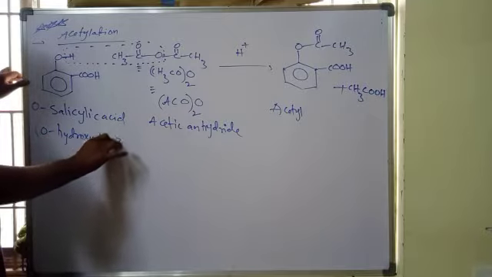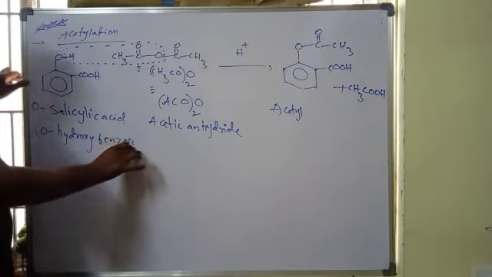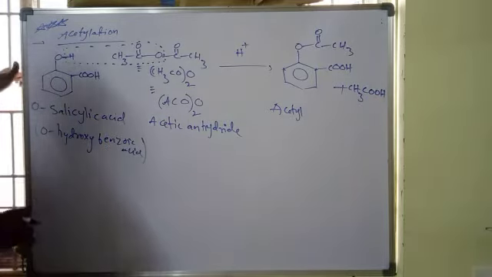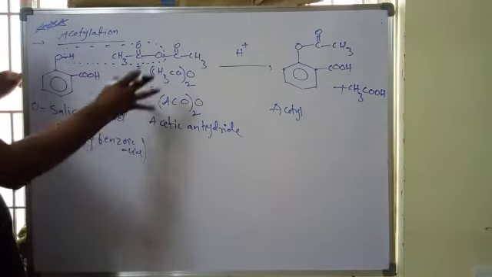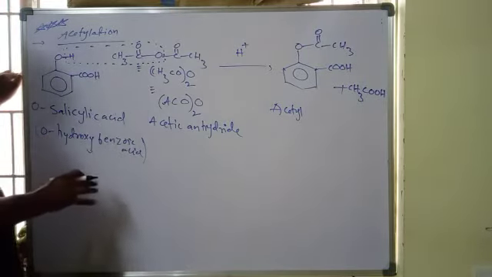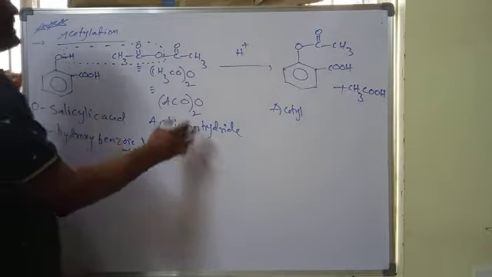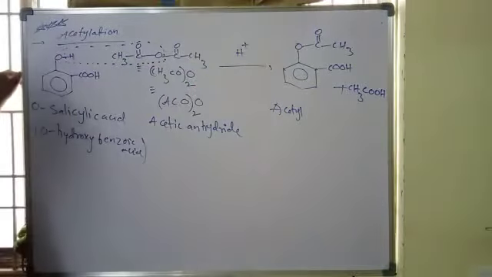The IUPAC name is orthohydroxybenzoic acid. Sometimes you can also write it like this: 2-hydroxybenzene carboxylic acid. So here the common name is orthosalicylic acid, when reacted with acetic anhydride in the presence of acidic medium.